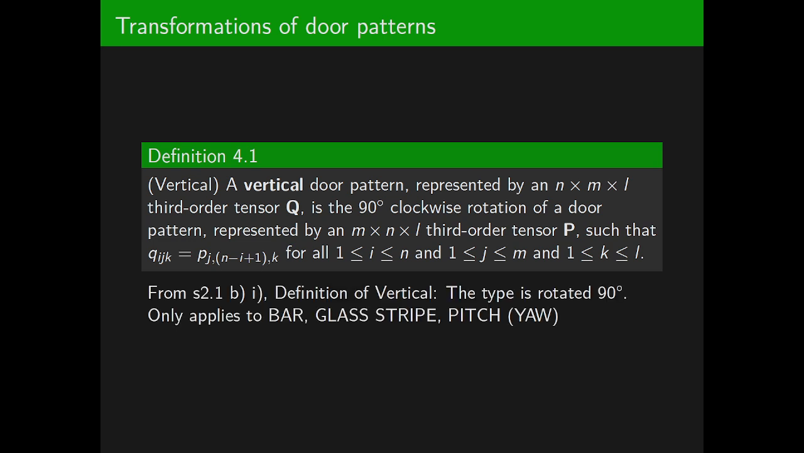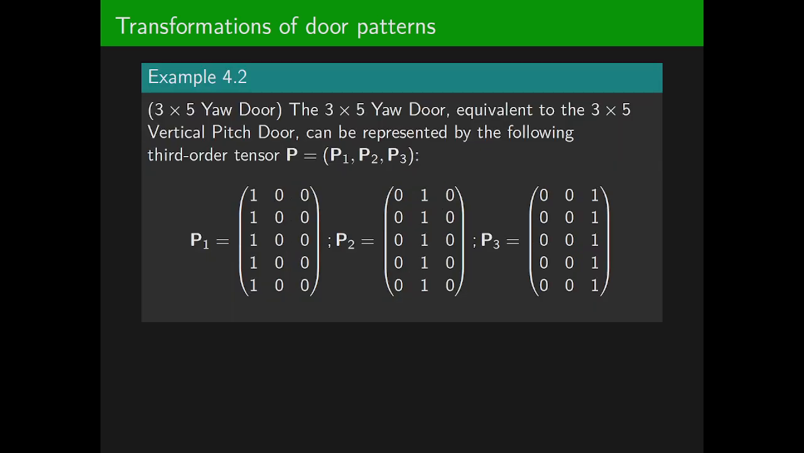Now, compared to the regulation document, the definition of vertical is that the type is rotated 90 degrees, and they only apply to three patterns: bar, glass stripe, the thing that I didn't cover this time, and pitch. And vertical pitch is equivalent to yaw door, which I also mentioned here. The 3x5 yaw door, equivalent to the 3x5 vertical pitch door, can be represented by the following third order tensor.